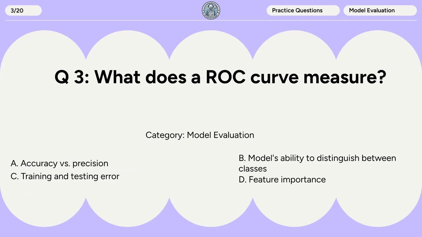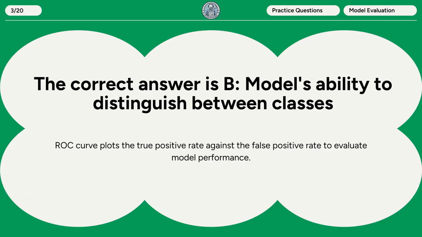Question 3. What does a ROC curve measure? A. Accuracy versus precision. B. Model's ability to distinguish between classes. C. Training and testing error. D. Feature importance. The correct answer is B. Model's ability to distinguish between classes. ROC curve plots the true positive rate against the false positive rate to evaluate model performance.